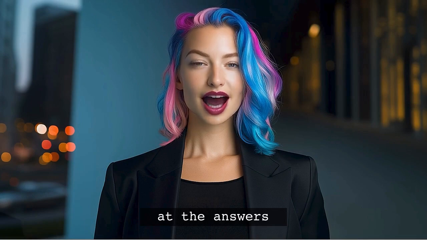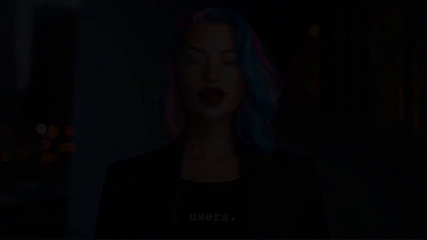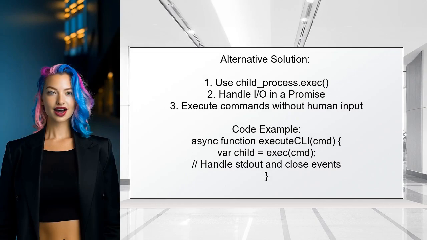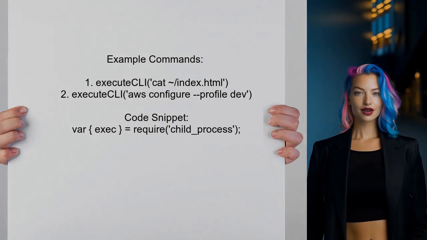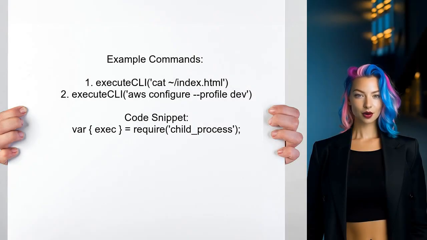Now let's look at the answers provided by other users. An alternative approach shared by another user involves using the exec function from the child process module. They create a child process and handle input and output within a promise. This method allows for executing commands without requiring human input. For example, they demonstrate executing a command like cat index.html or interacting with the AWS CLI using aws configure --profile dev. This method effectively manages command execution and output.